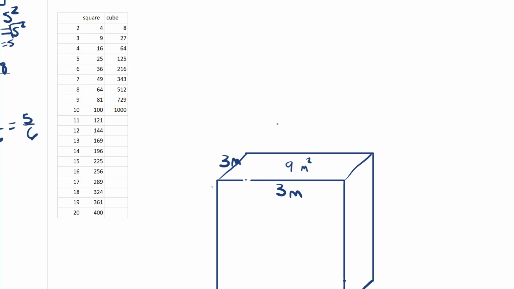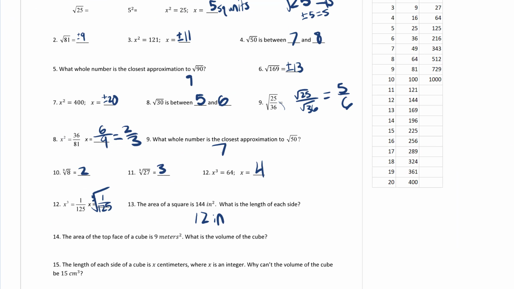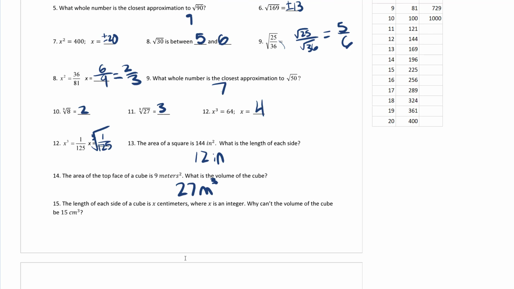How do we find the volume? For a cube, it turns out volume is side cubed. Wonder why. So we'll take 3 times 3 times 3, or 3 cubed, to find the volume of the cube, which is 27 meters cubed. 27 cubic meters.